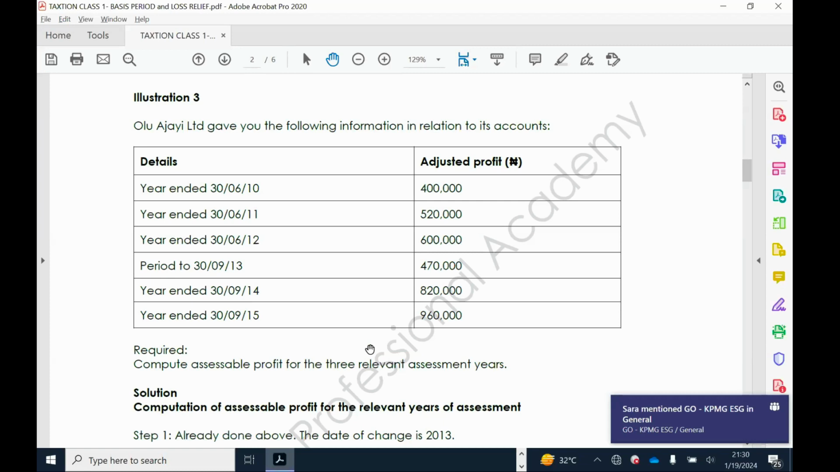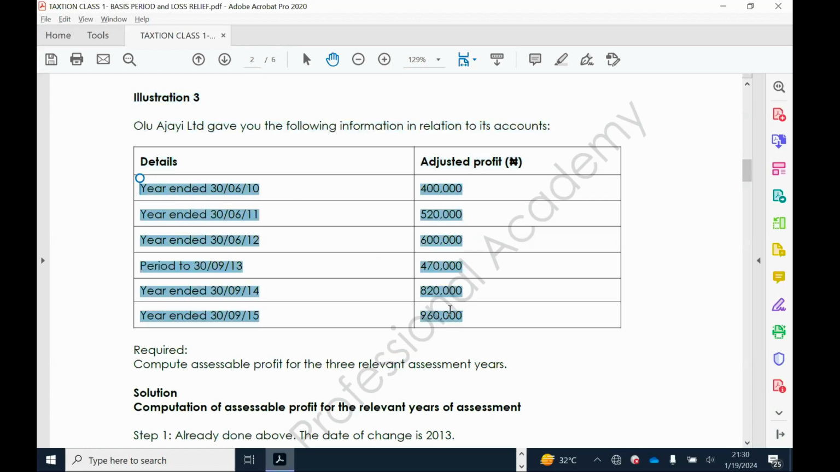960,000 naira. The first thing I want you to note here is that in the last class, I explained that the law of preceding year basis started from Finance Act 2019. I believe you can all remember. And no examiner will make you answer a particular question under the actual year basis because it's no longer in use.